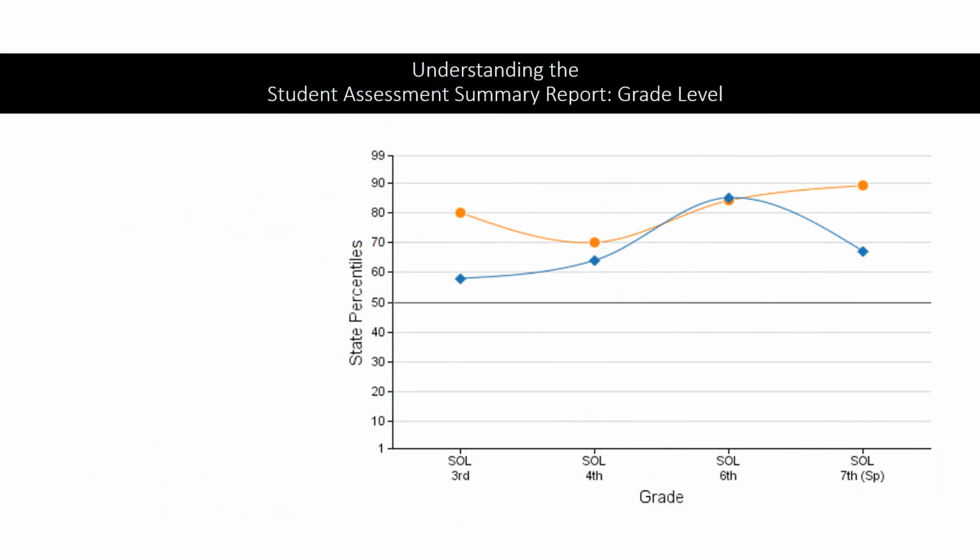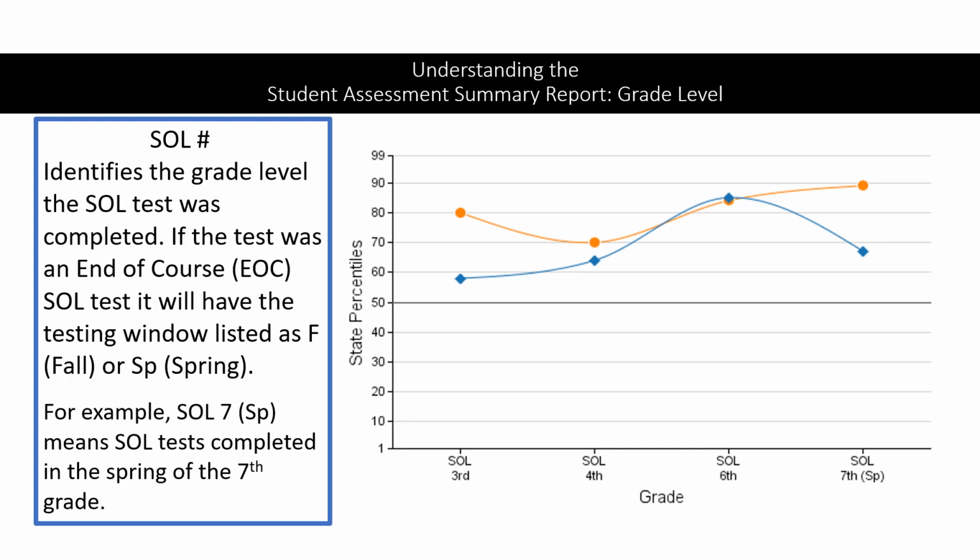The second portion we must identify on the line graph in order to understand what it is stating is the grade level in which the student took the SOL. On the bottom portion of the line graph, where it says grade, it says SOL and then has a number. That identifies the grade level the SOL test was completed.